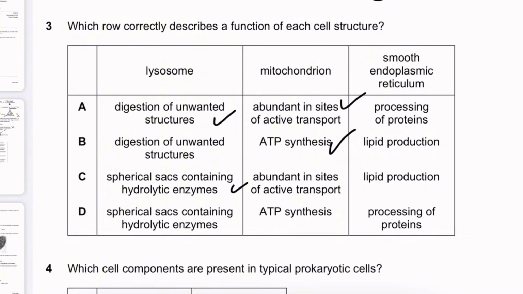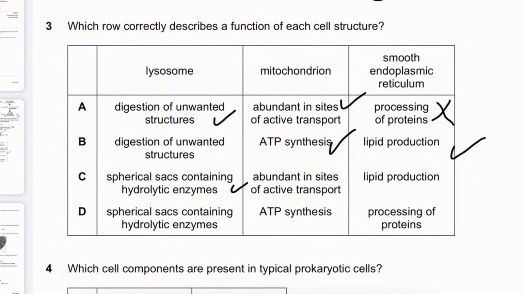What about smooth endoplasmic reticulum? Processing proteins, lipid production. Smooth endoplasmic reticulum does not process proteins. That is a function of the Golgi apparatus and the rough endoplasmic reticulum, but definitely not the smooth endoplasmic reticulum. The smooth endoplasmic reticulum produces lipids. It produces your steroid hormones, which are essentially lipids. It produces cholesterol, and it also has functions in detoxification, so it's lipid production.